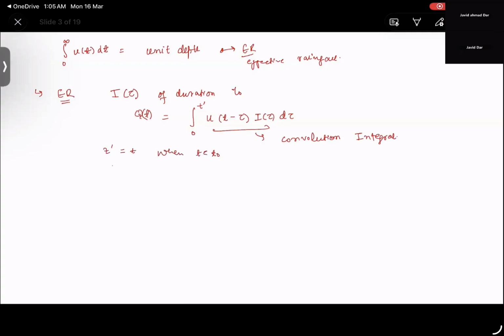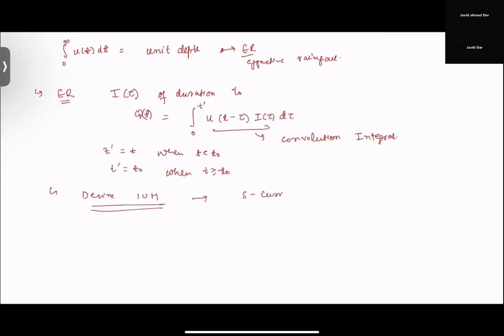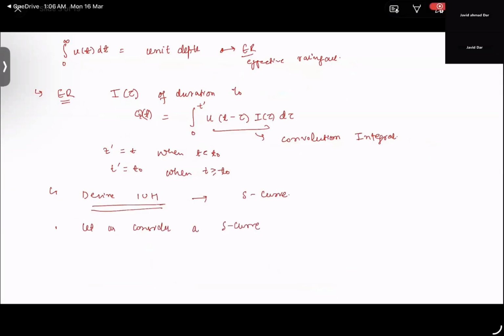Now, let's say you have effective rainfall I of tau of duration T naught. Then your Q of t, which is your direct runoff from the catchment, in terms of the instantaneous unit hydrograph is represented as an integral of U of t minus tau into I of tau d tau. This part is called a convolution integral. Just a recap of these things. And then t dash is t when t is less than T naught, and similarly t dash is 0 when t is greater than T naught. The important thing is we will try to derive this instantaneous unit hydrograph.